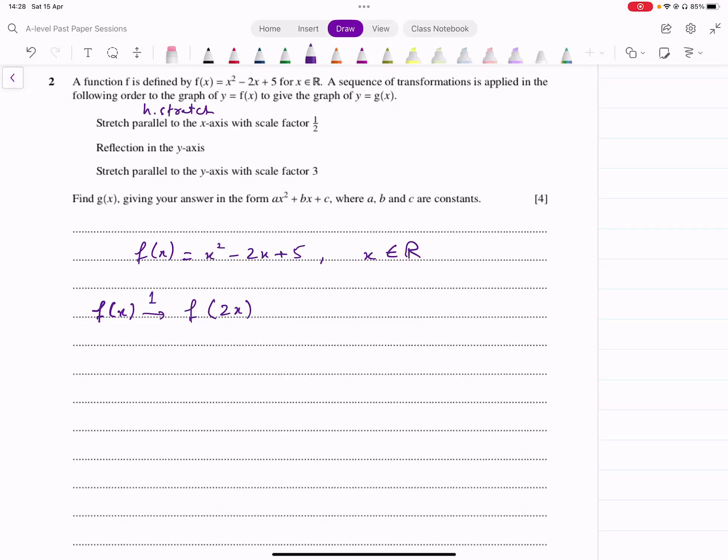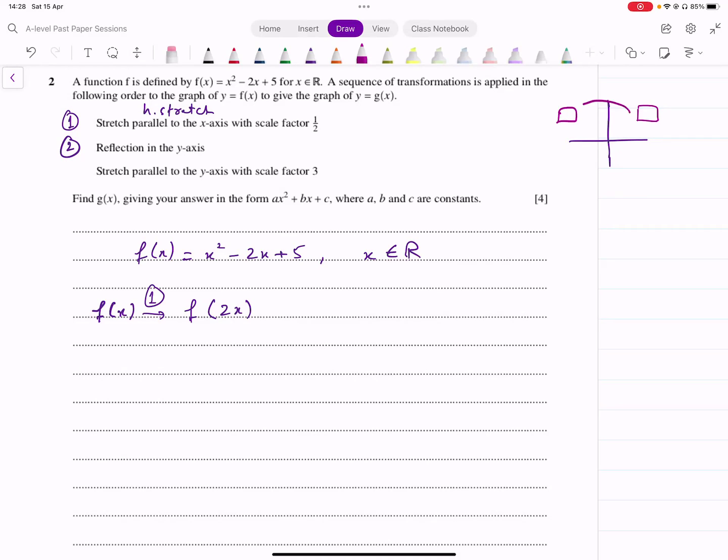So after the first transformation, this is what happens. Then the second thing that happens is reflection in the y-axis. What does that mean? Reflection in y-axis. So if you have a graph like this, if you have something on the right side, it'll go to the left side.